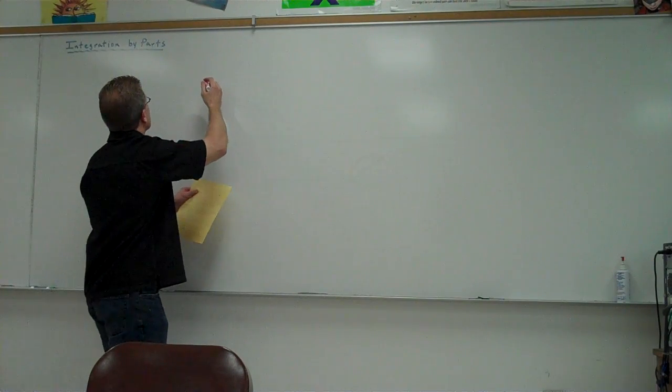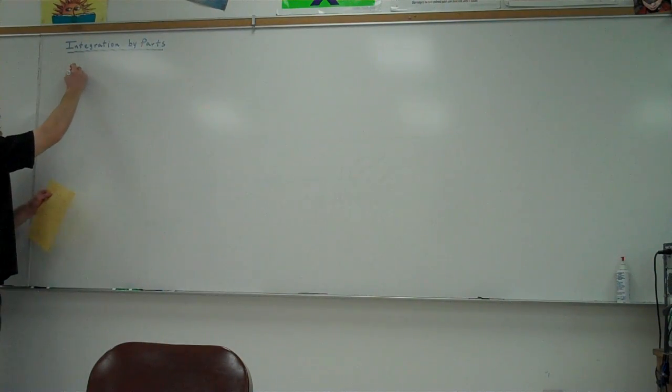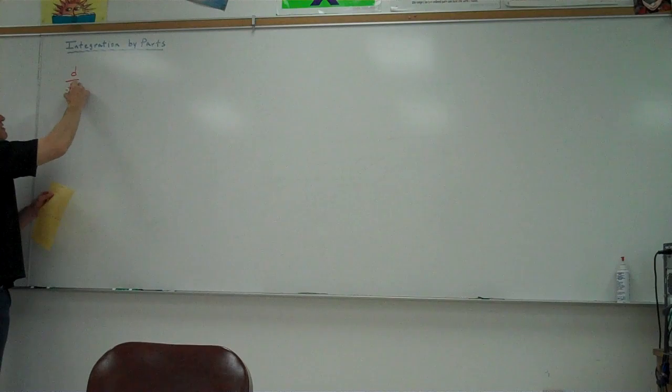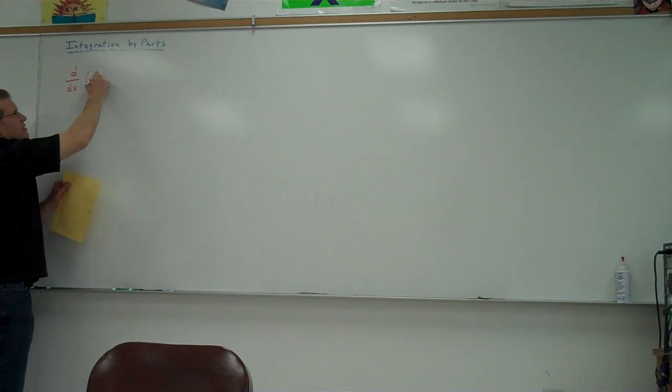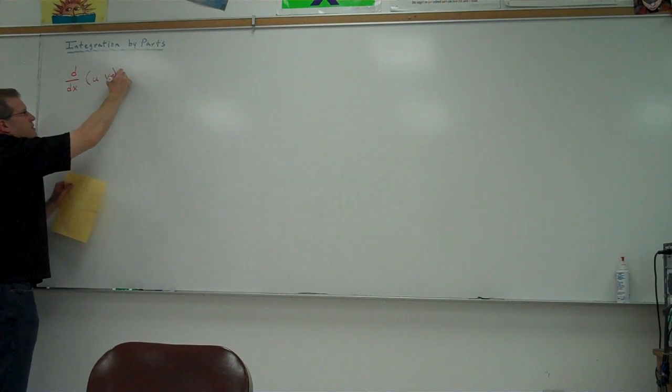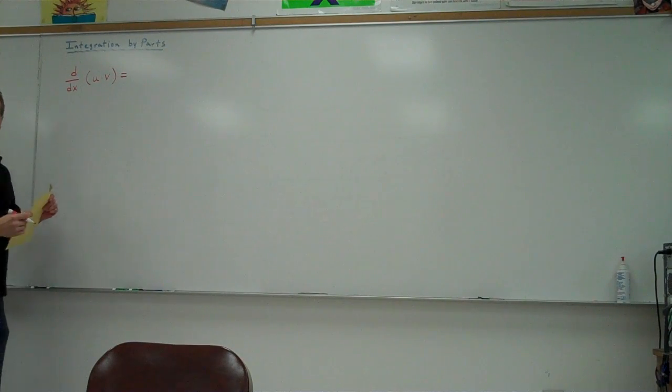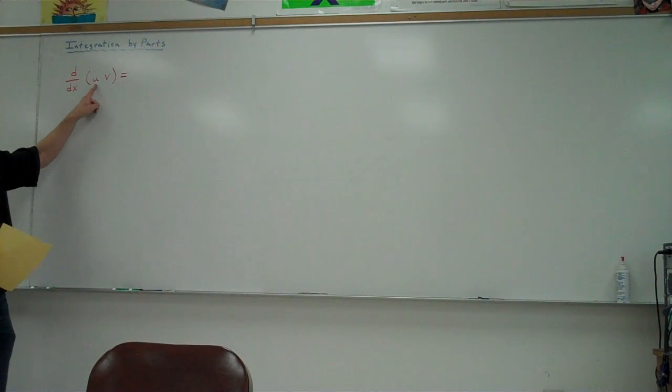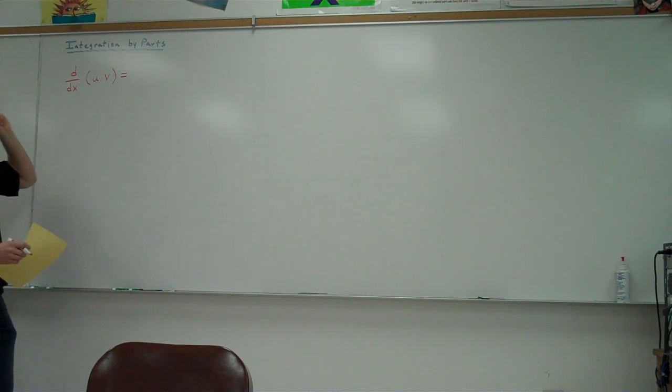So if we're going to do the product rule, let's say we're going to take the derivative with respect to x of some expression u times some expression v. The product rule says you take the first expression times the derivative of the second, plus the second expression times the derivative of the first. So I'm going to write it like this.